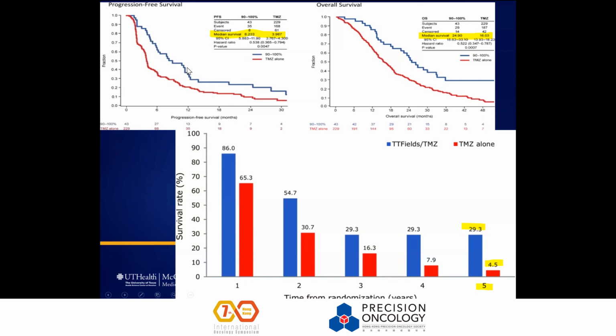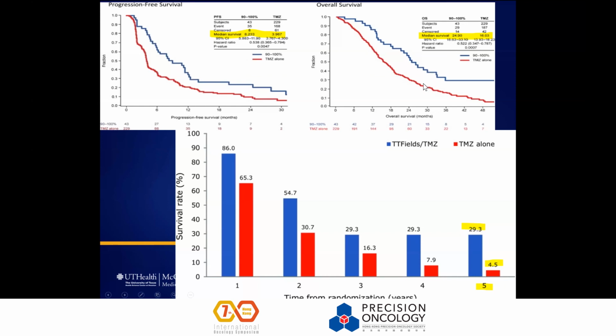So this is the treatment arm of 43 patients, and this is the progression-free survival of 229 patients. As you can see, there's a clear difference. The median progression-free survival is 8.2 months, a lot better than the whole group together. For the overall survival, the same situation. For the 43 patients, the overall survival is 24.9 months, better than the 20.9 months of the whole treatment arm.